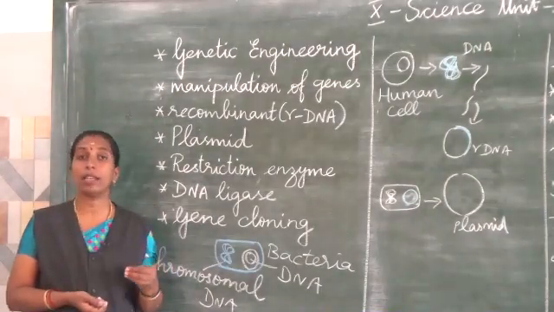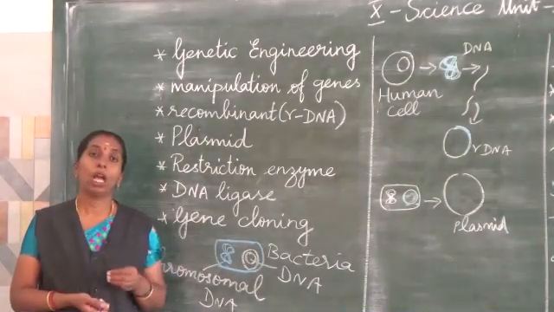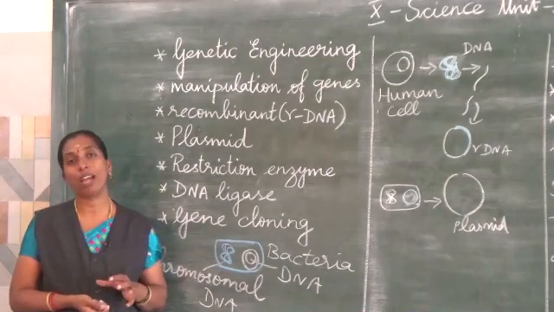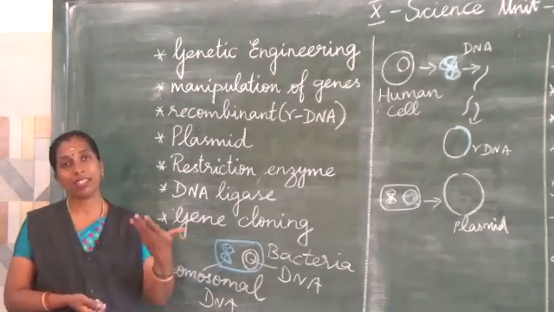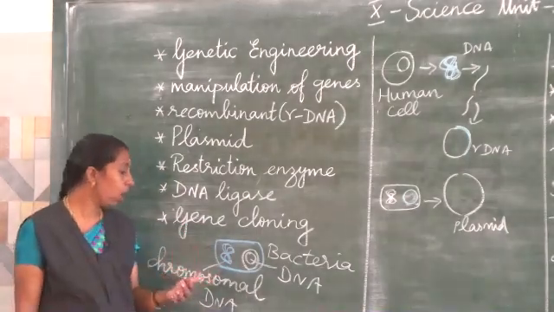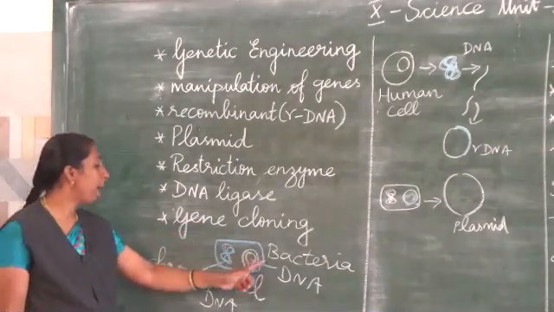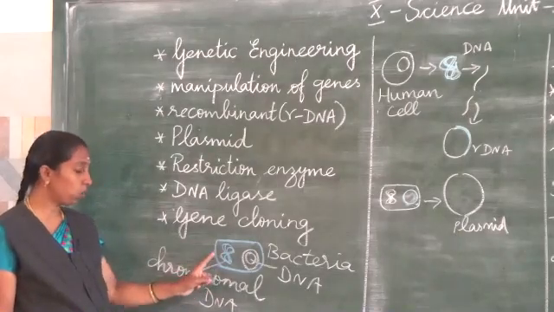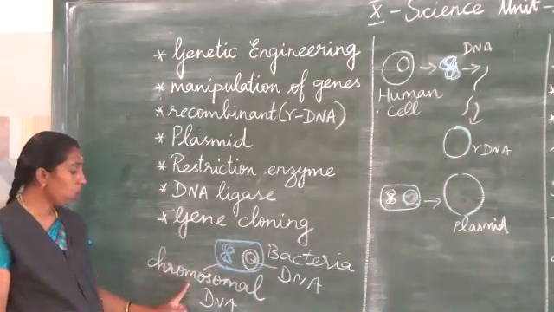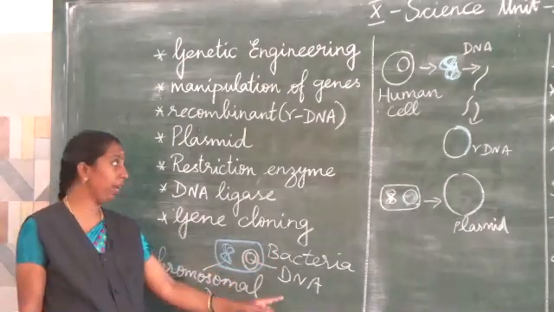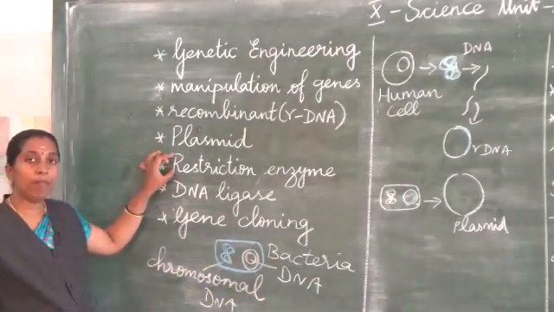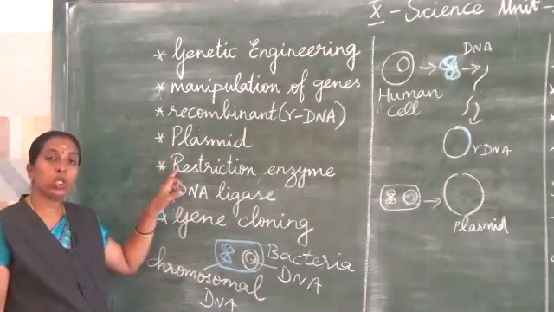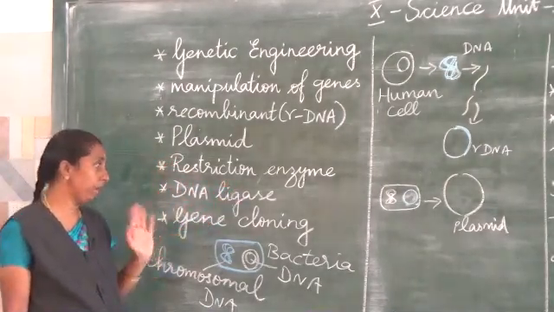Enzymes are nothing but proteinaceous substances which act as biocatalysts to enhance the reaction. In bacteria there are two types of DNA, chromosomal DNA and plasmid DNA. Restriction enzyme is also called a molecular scissor, which is used to cut the DNA fragments.